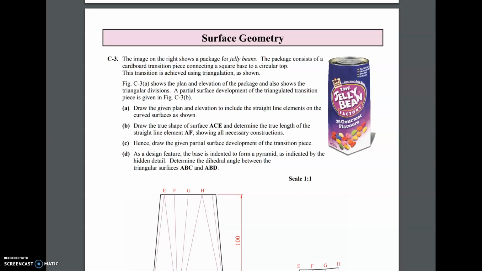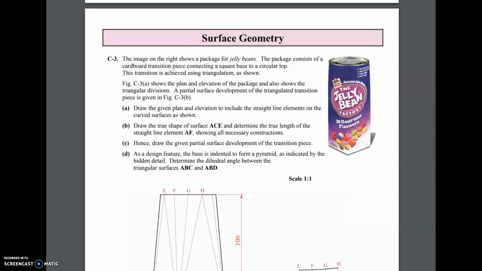So today we're going to look at the surface geometry question from 2016. The image on the right shows a package of jelly beans. The package consists of a cardboard transition piece connecting a square base to a circular top. This transition is achieved using triangulation as shown.